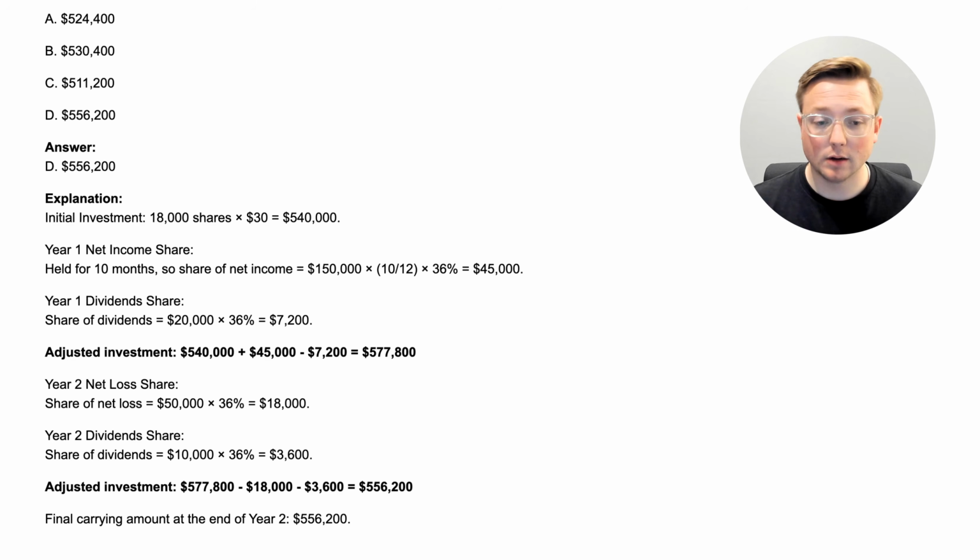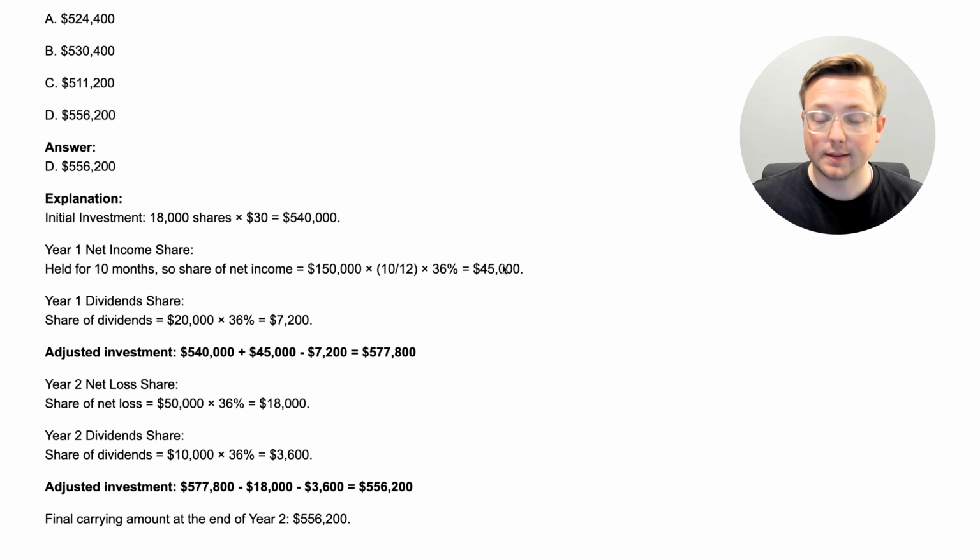For the year 1 net income, remember they purchased this in March. So they only had an investment in this company for 10 out of the 12 months. So $150,000, which was the net income given for year 1, multiply that by 10 out of 12 months, and then multiply it by the share that they had, which was given to us luckily, 36%. So multiply that all together, and their share of the net income is $45,000.